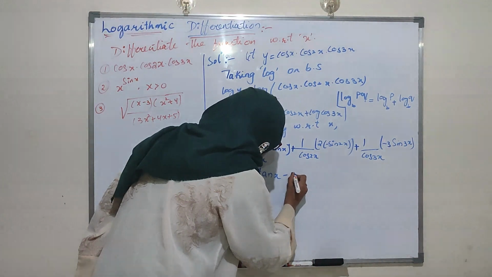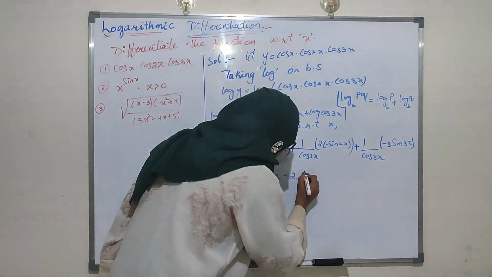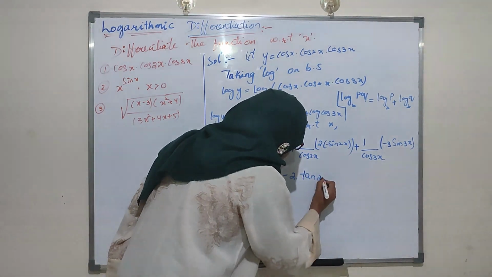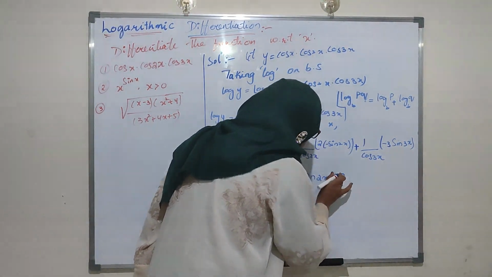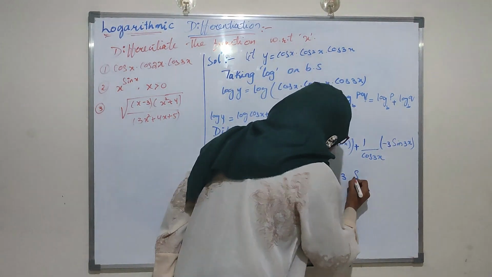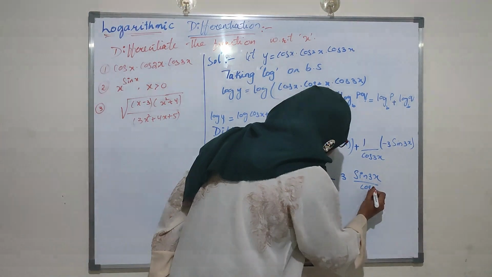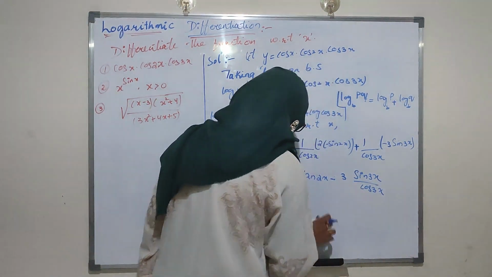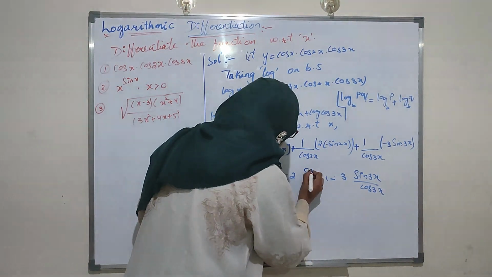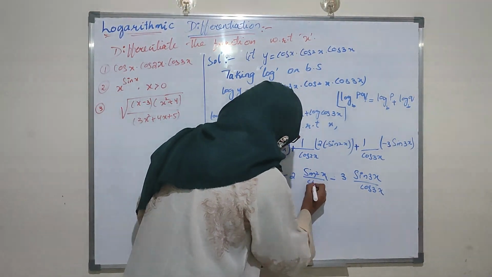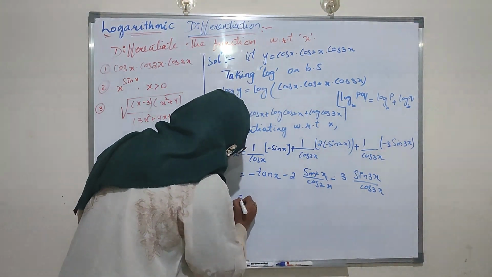Here it is minus 2 sin 2x by cos 2x, which is tan 2x, minus 3 sin 3x by cos 3x. Just for your understanding I am writing sin of 3x by cos 3x, and here also sin of 2x by cos 2x. So sin by cos is tan, so we can write.